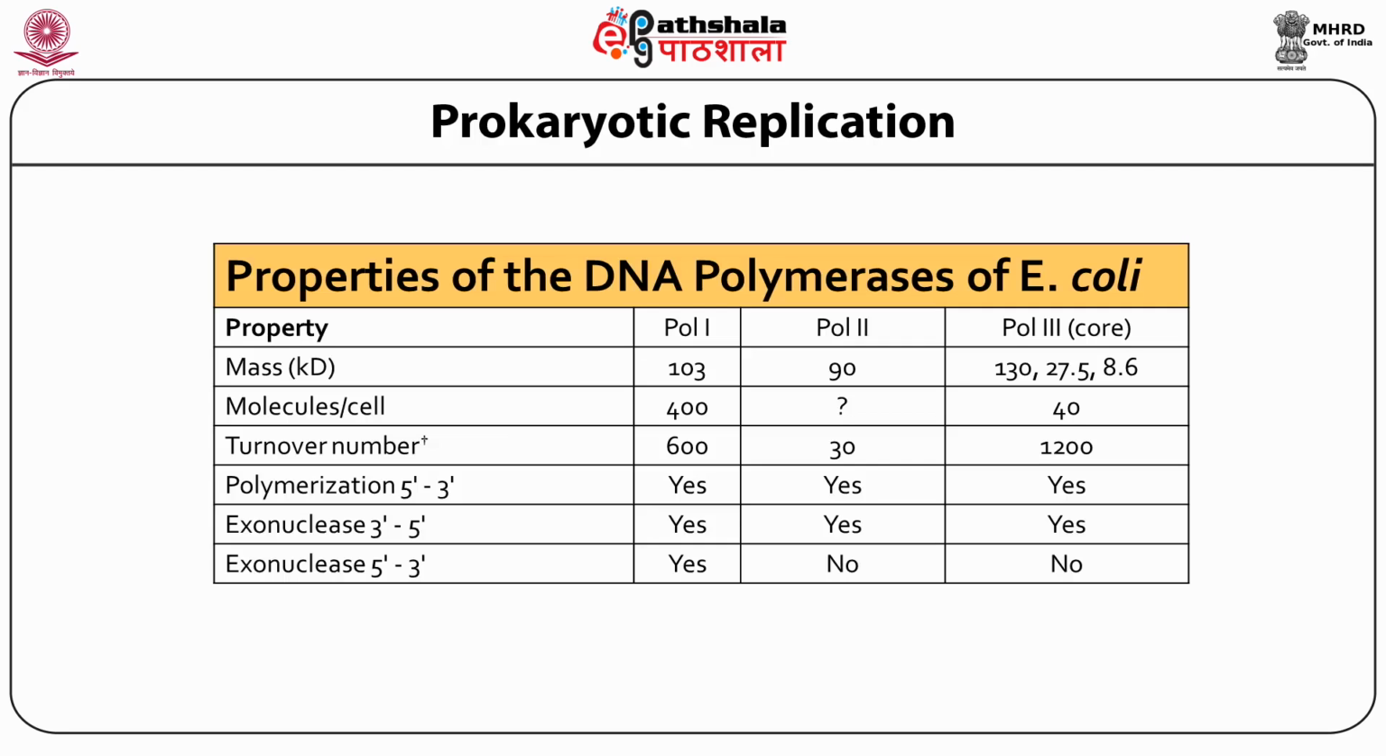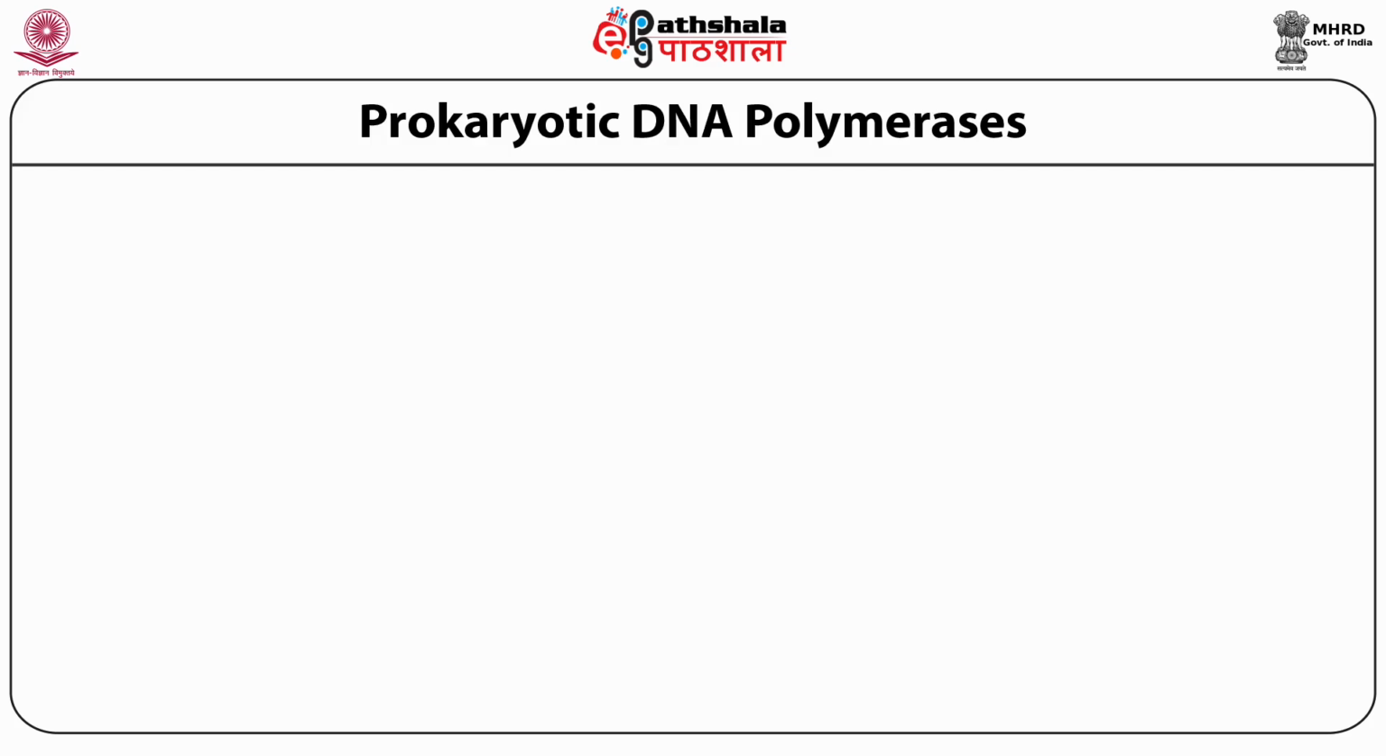Along with the polymerase component, these polymerases also have exonuclease activity. All have 3' to 5' exonuclease activity which will help in proofreading. However, the 5' to 3' exonuclease activity is only for DNA polymerase 1. This helps in replacing the RNA primer with DNA. Now, as we know, DNA polymerase is the most important component of the replication machinery. Now, prokaryotic DNA polymerases are of three types. Let's look at one by one. Polymerase 1, 2 and 3.